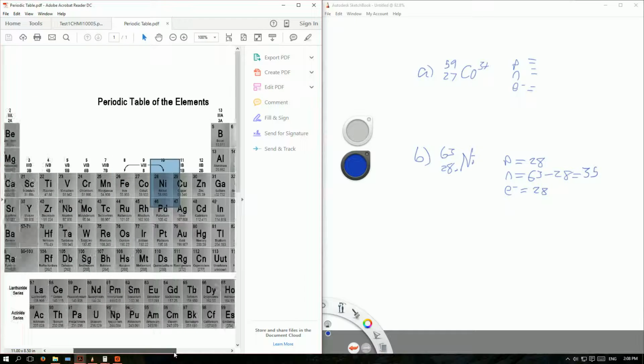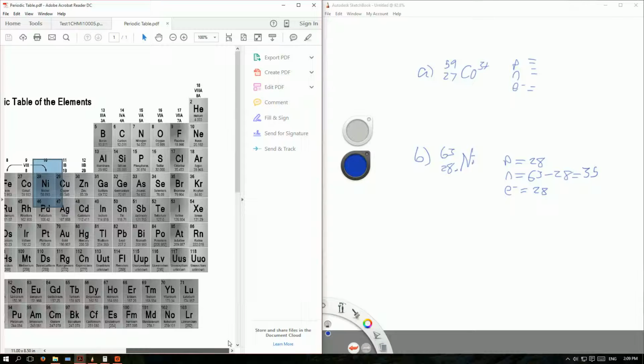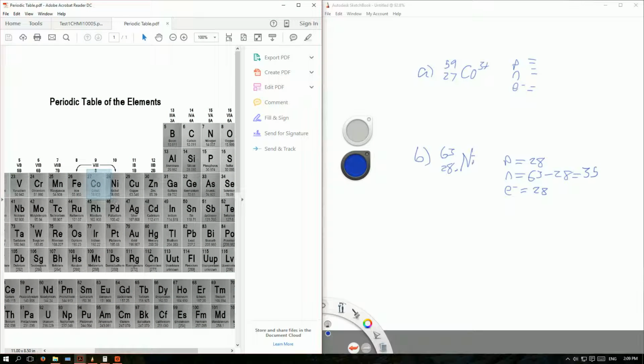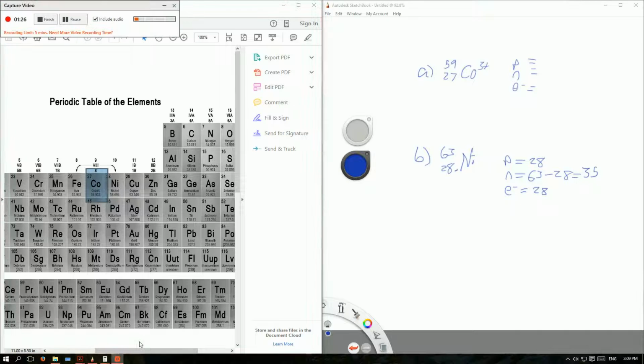So we're looking for cobalt, which would be... sometimes they're a little tricky. Oh, it's right next to each, right here. And I guess you can figure out from one of these numbers. So it's atom or element number 27. So we know the number of protons, right?